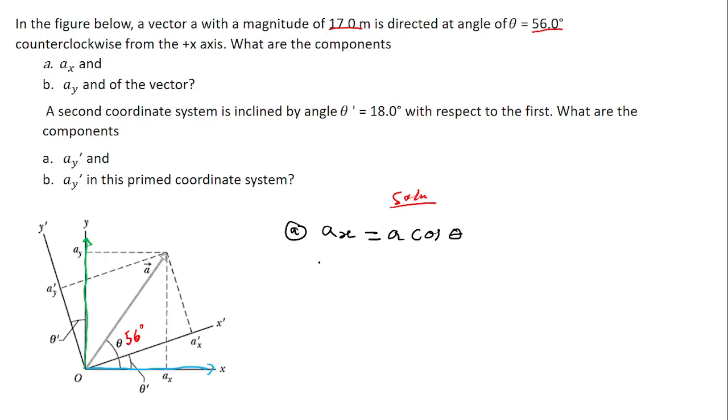So from there, you can simply say Ax is equal to, we have been given the magnitude of vector A, which is simply 17, and then we are going to say cos our theta, which is simply 56 degrees from the positive x-axis. If you plug that in on your calculator, what are you guys having? 17 cos 56, what are you having?